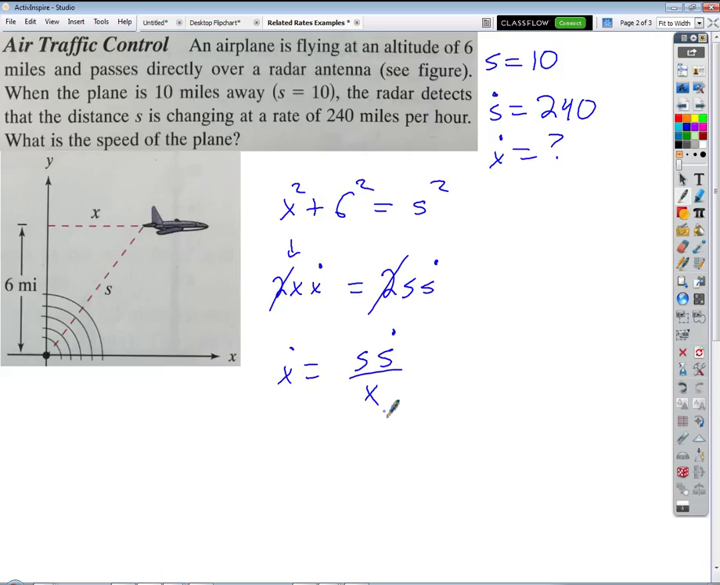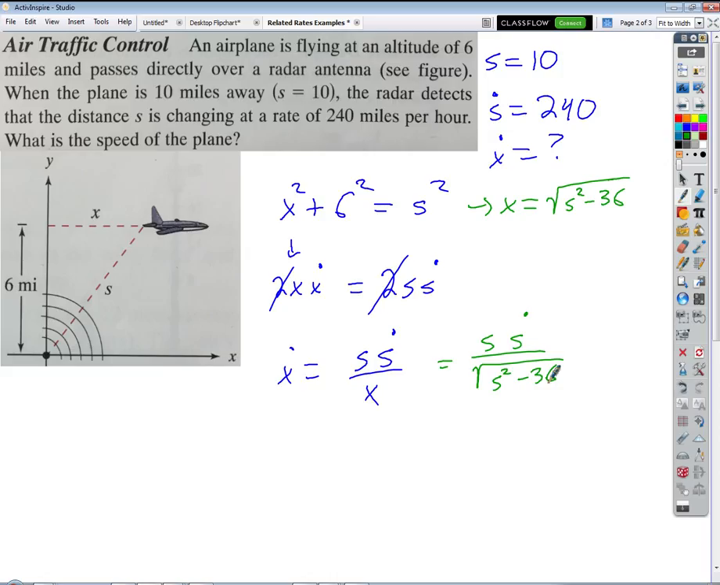Okay, we don't know x though, right? But that's okay, we can figure out x after that. We really have two choices. We could either solve for x in terms of stuff that we do know and plug that in. Just do some substitution algebra. So we could say x equals the square root of s squared minus 36 and plug that in down here. If we did that, that would give us s s dot over the square root of s squared minus 36. And now we could just plug and chug with the green equation.